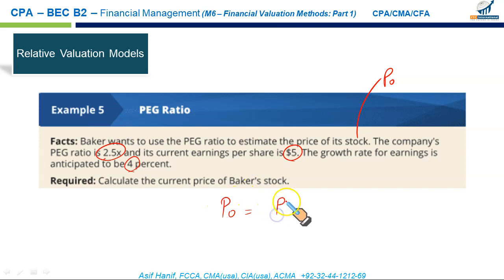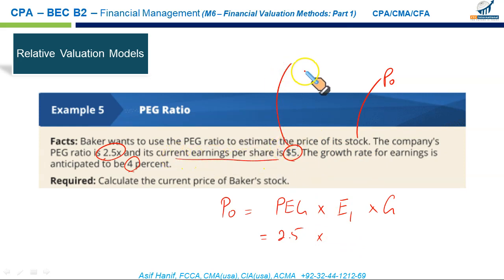It's equal to PEG, which is given, multiplied by the expected EPS, multiplied by the growth rate without percentage sign. PEG multiple is 2.5. Expected earning is going to be, this is interesting. This is the current earning per share, that is 5. We need to grow it at 4%. Here we need E1, the future, the forward earning.